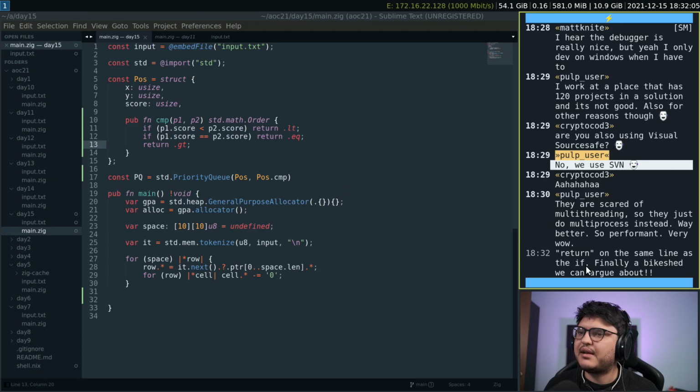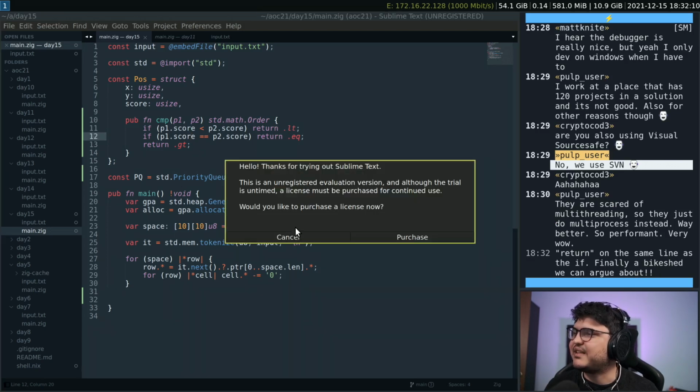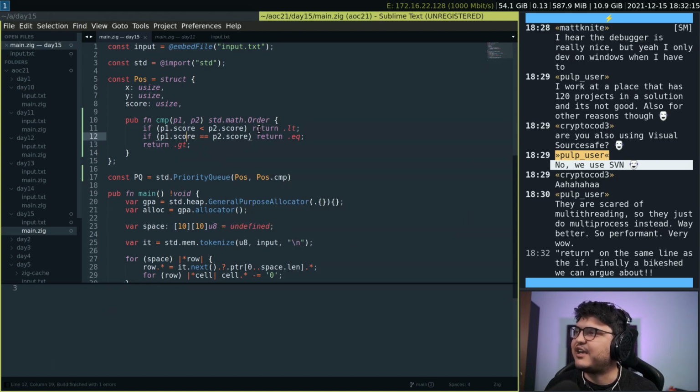Return on the same line as the if. Finally, a bike shed we can argue about. Should it or should it not be there? I don't know. So I can tell you the answer. The answer is whatever Zig format allows, we should be fine with.